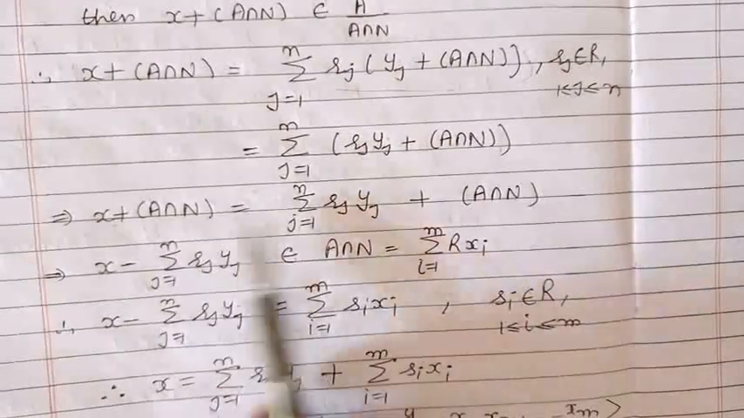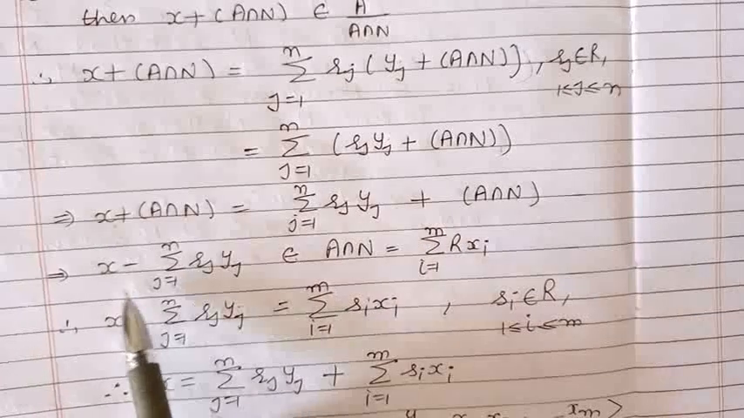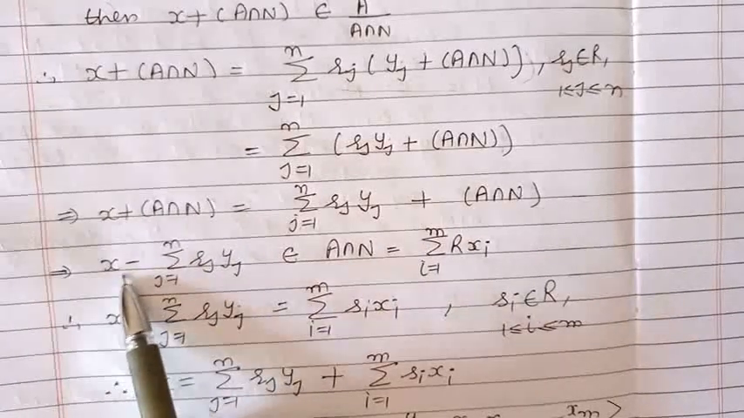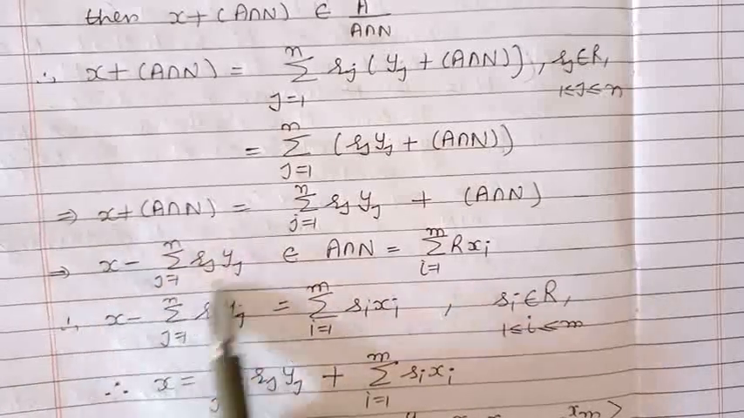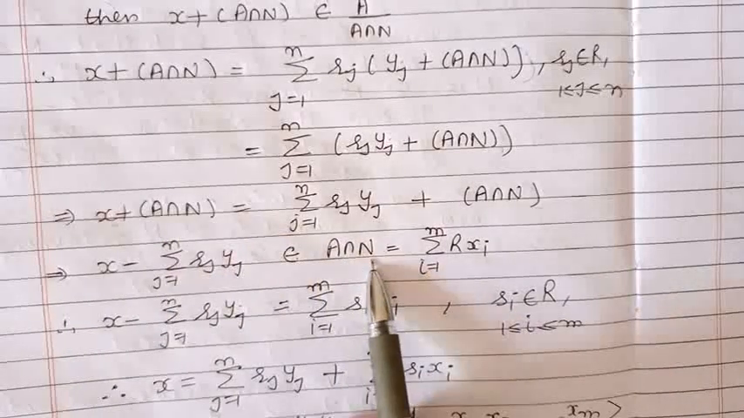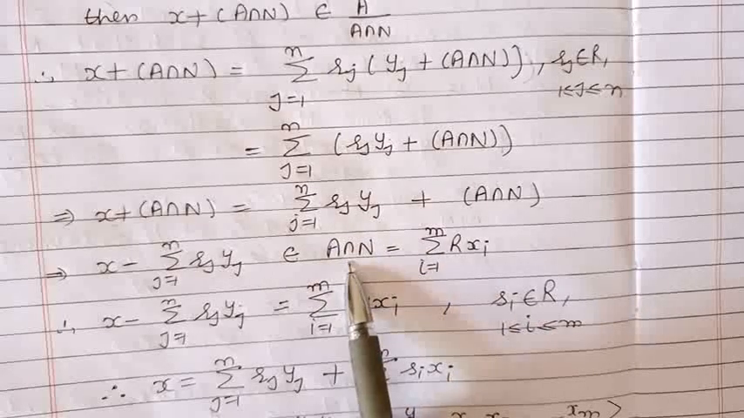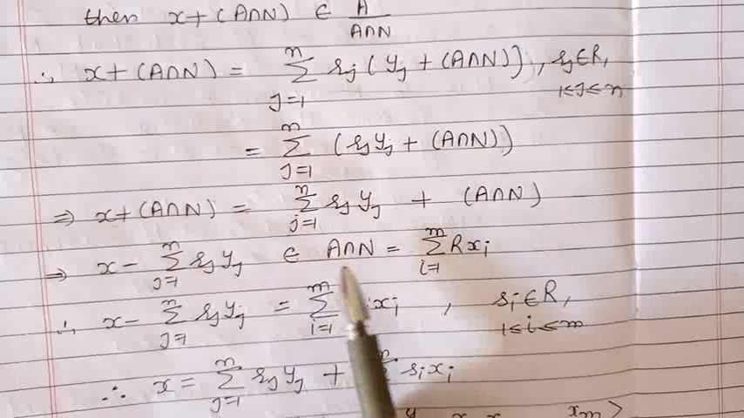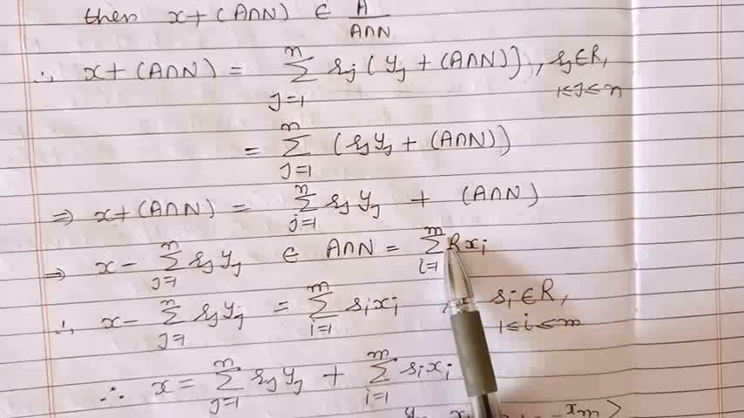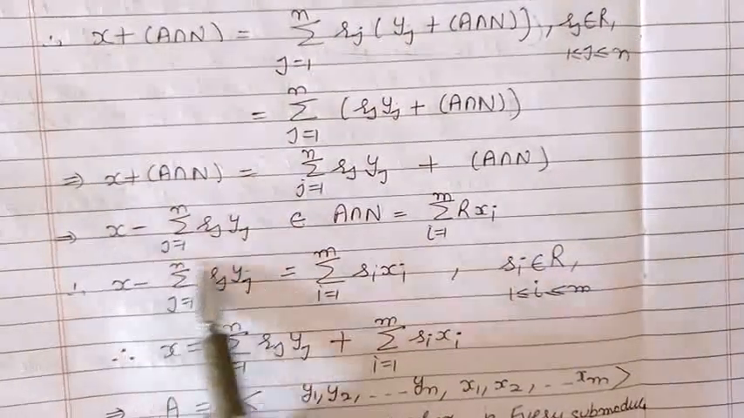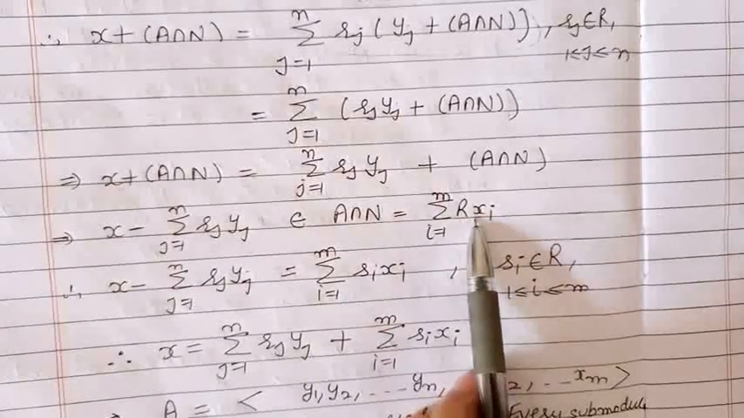Now these two cosets are equal. So by definition, we can say that the element x minus summation rj yj, where j varies from 1 to n, belongs to A intersection N. We have already taken that A intersection N is generated by the elements x1, x2, x3 and so on up to xm. It means A intersection N can be written as summation R xi, where i varies from 1 to m. It means this element belongs to summation R xi.